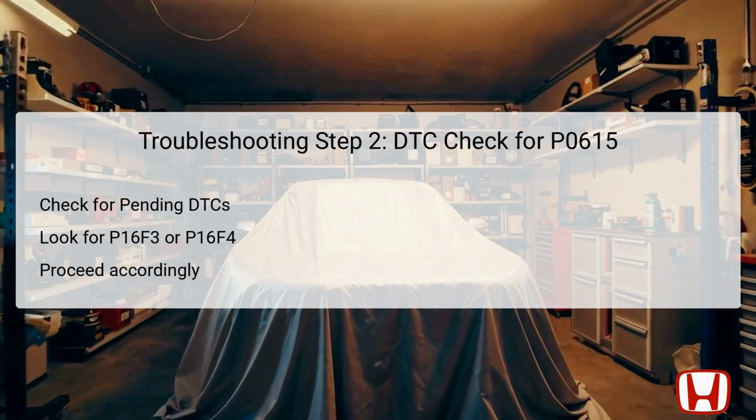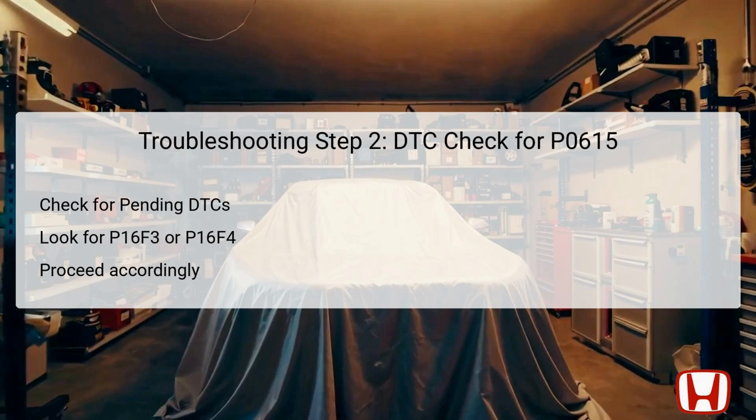In the second troubleshooting step, it is necessary to perform a DTC check using the HDS. This involves looking for any pending or confirmed codes that may provide additional context related to the P0615.